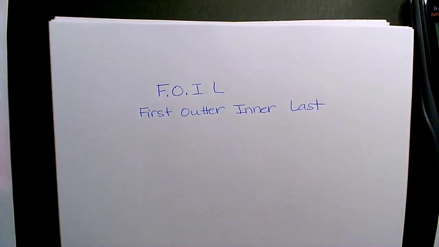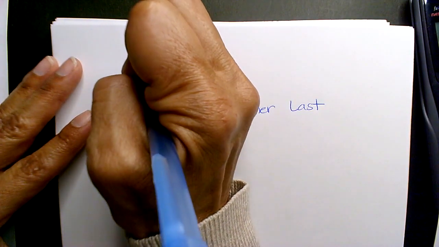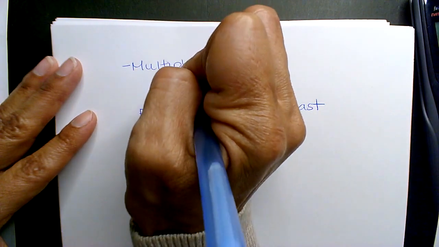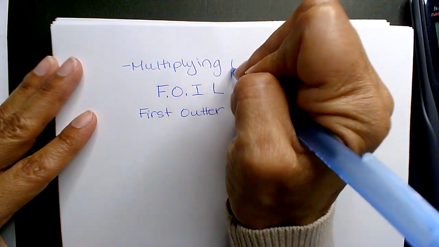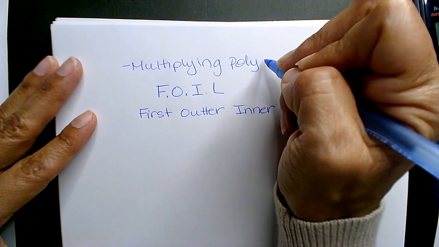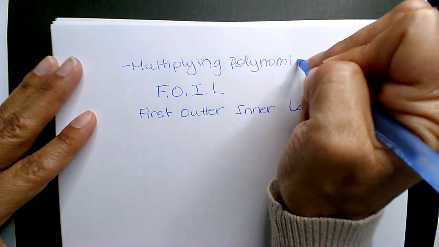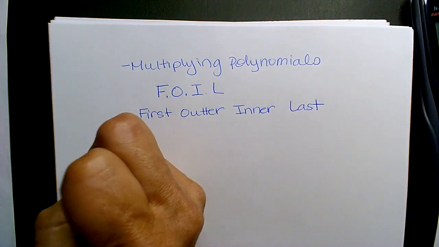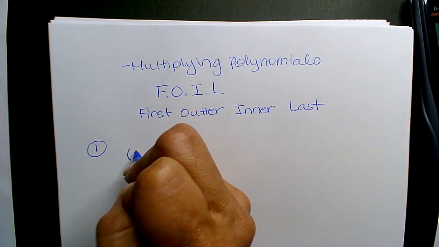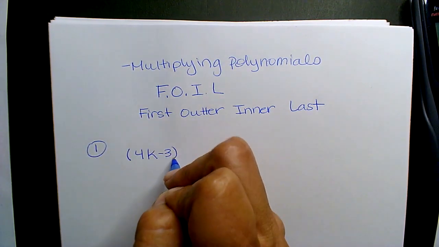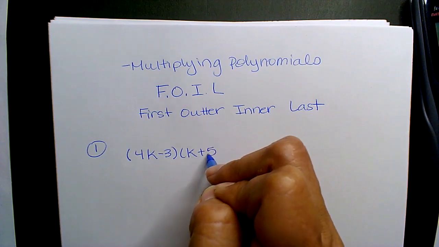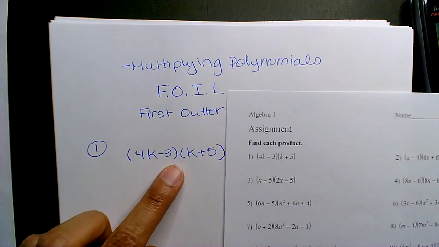So all we're doing is we're multiplying. Really what it means is that we are multiplying polynomials. And they can be bis, tris. Okay. All right, so here, if we look at number 1, right, 4k minus 3, k plus 5.